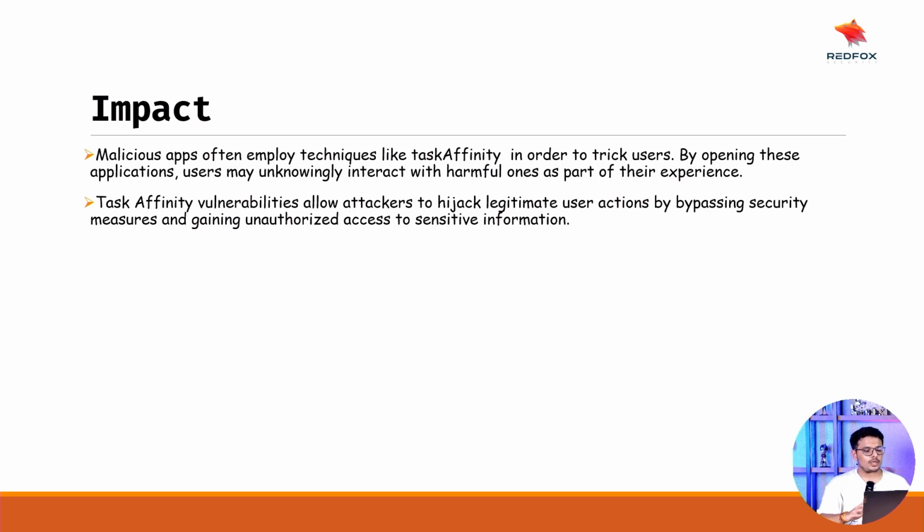To understand the impact, malicious apps often employ techniques like task affinity in order to trick users. By opening this application, users may unknowingly interact with the harmful ones as part of their experience. So task affinity vulnerabilities allow attackers to hijack legitimate users' actions by bypassing security measures and gaining unauthorized access to sensitive information. So those credentials, the sensitive information, are leaked. So how can we prevent this vulnerability?